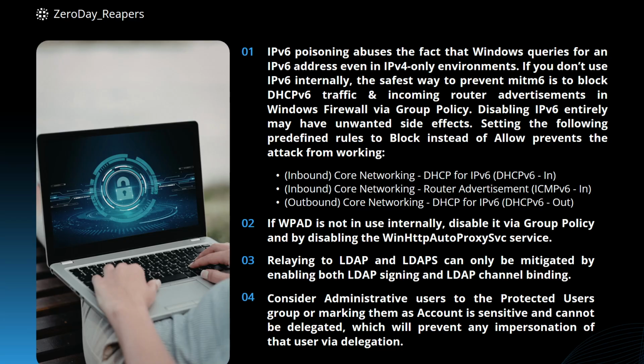If IPv6 isn't enabled in the network, then guess what? We cannot be an IPv6 DNS server because there's nothing for us to do. So disabling IPv6 can have unwanted side effects. So the recommended thing to do is actually to prevent some of these. So we can just define block rules instead of allow rules when we have our firewall.